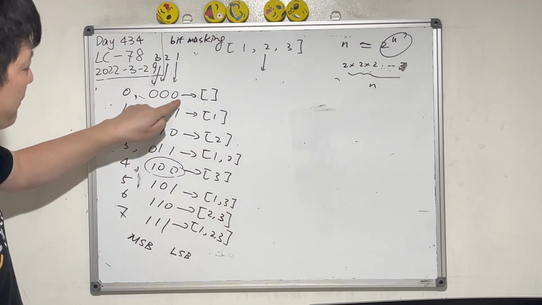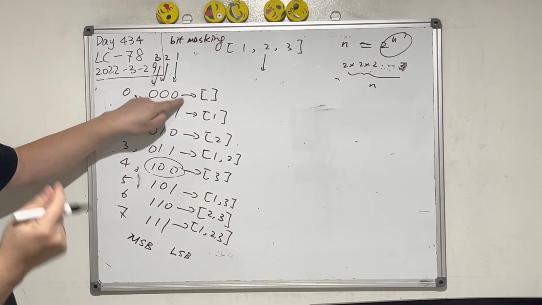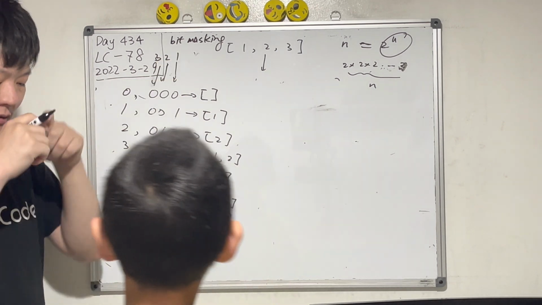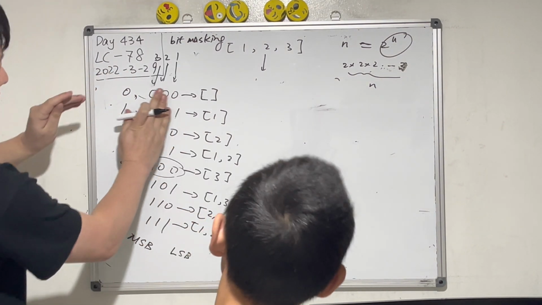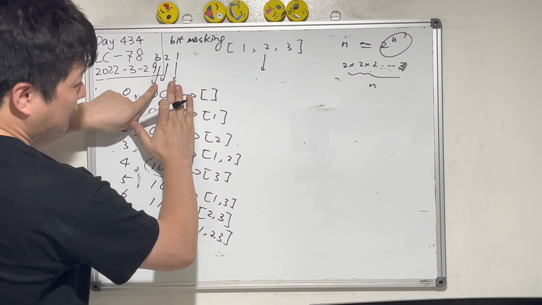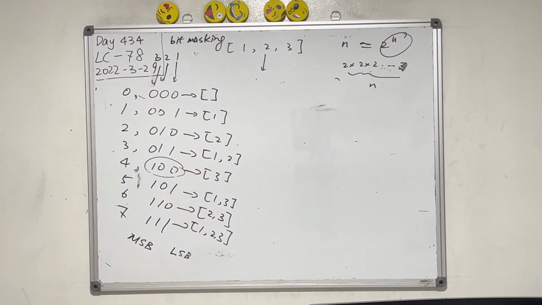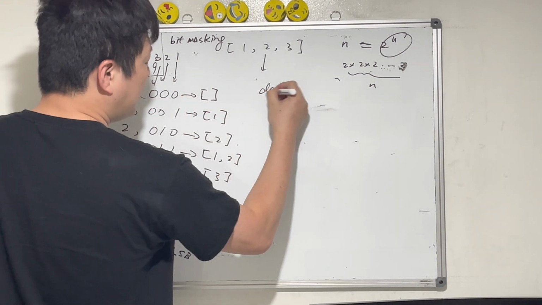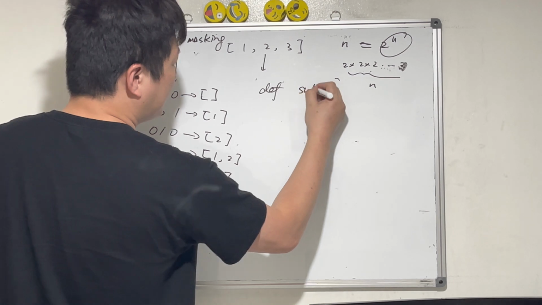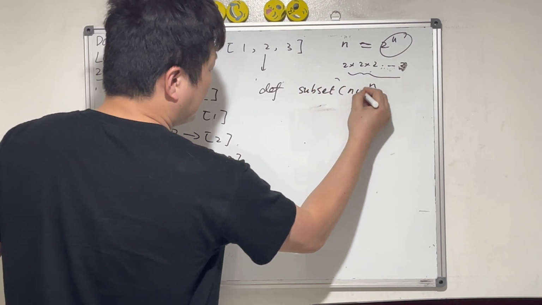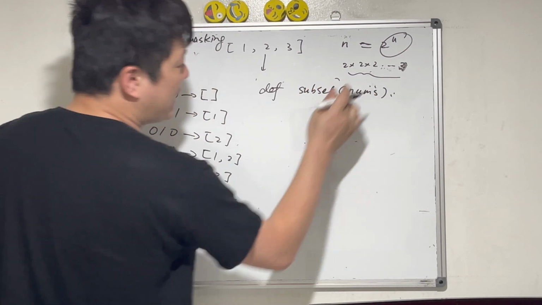Bit. Each bit is 0 or 1. Masking. What's a mask? You put a mask on. So every time I look at one number and one bit to see if it's 0 or 1, okay? So define the subset of these numbers. I'm going to write it. It could be shorter, right?